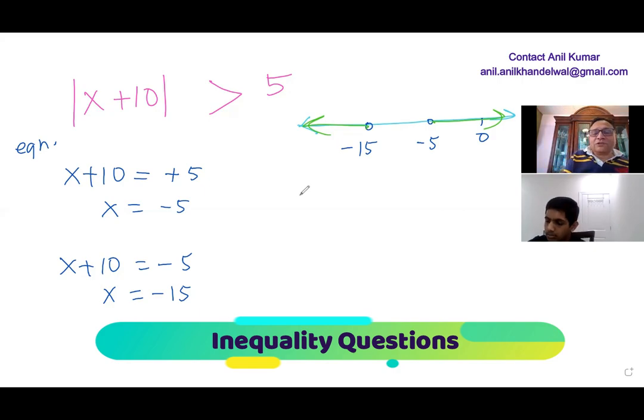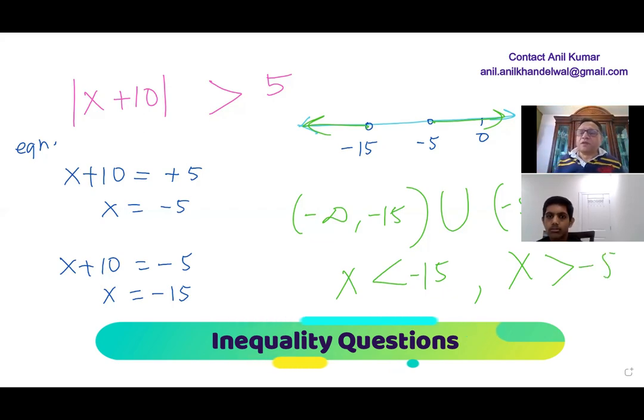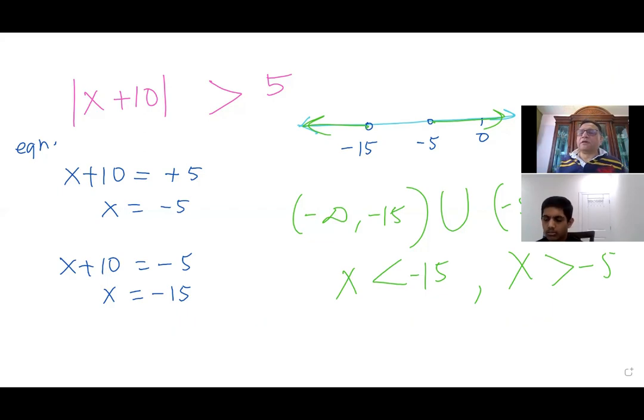So you have a solution from negative infinity to negative 15, union negative 5 to infinity, correct? Or you can say x is less than negative 15 or x is greater than negative 5. Does it make sense to you? That is how you have to solve an inequality. Remember, it is an interval, not just a point, correct? Good job. Very good.